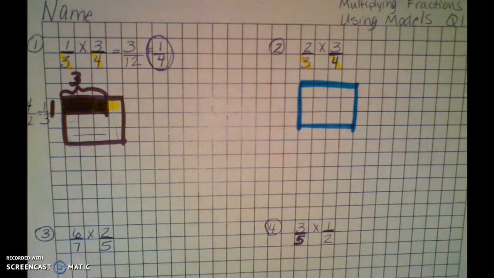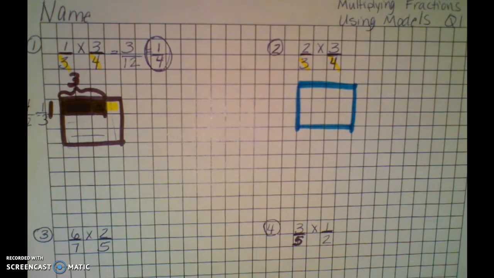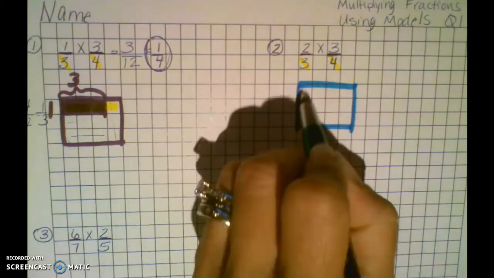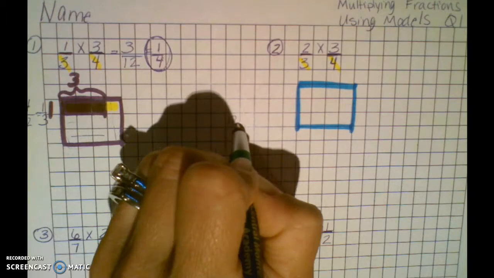Once again, I'm thinking this time, how many pieces would make up 2/3? Okay, another way to think of this is the model is made up of 12 pieces.